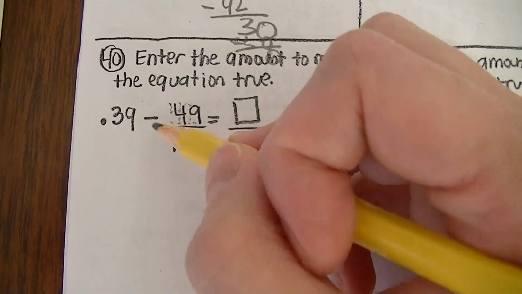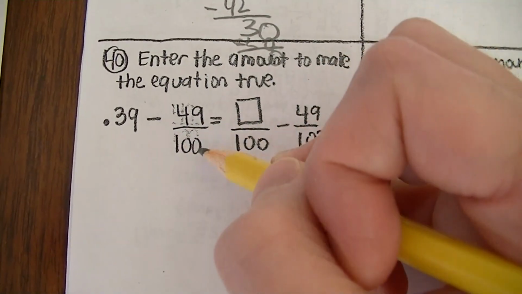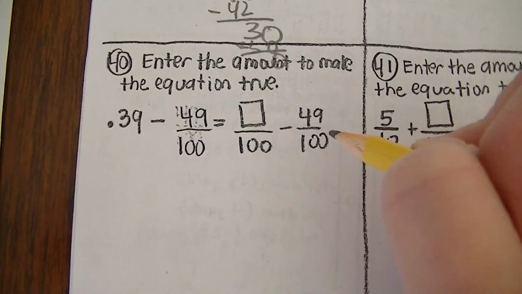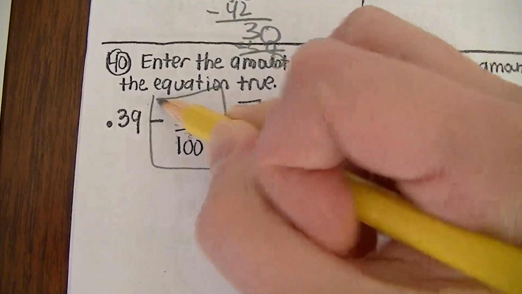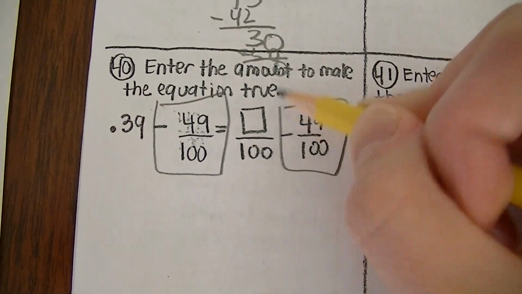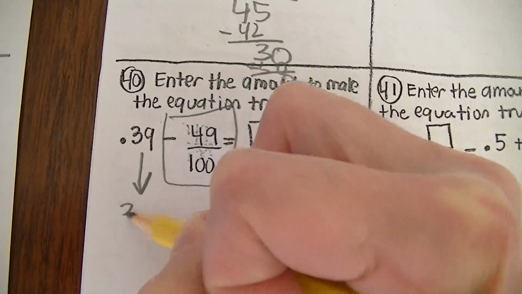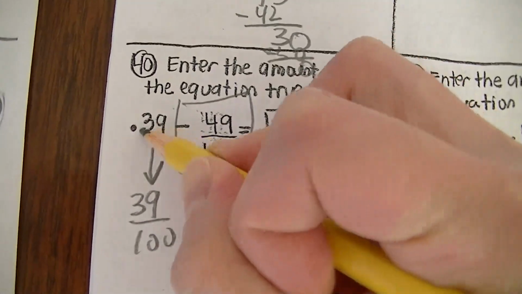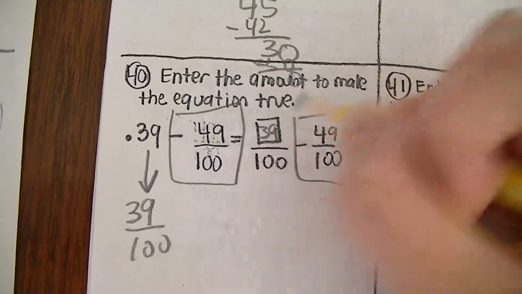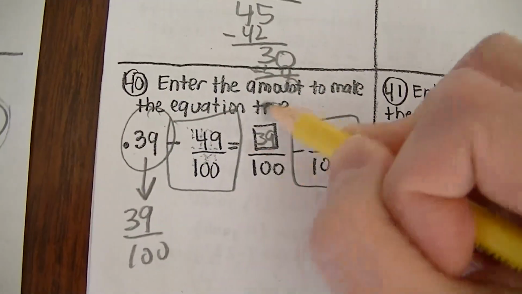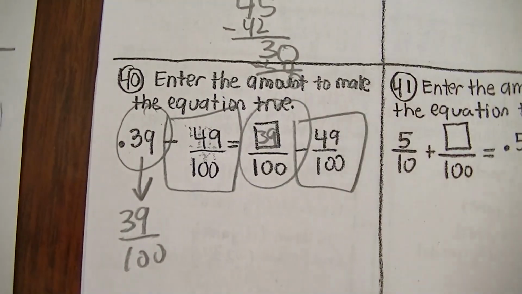Okay, number 40, enter the amount to make the equation true. So we got 39 hundredths minus 49 hundredths equals something hundredths minus 49 hundredths. So these right here match, a minus 49 hundredths and a minus 49 hundredths. So this right here is actually 39 hundredths when you say it out loud correctly. So the number that goes right here is 39. Now they match, 39 hundredths and 39 hundredths. So right there you would put 39.